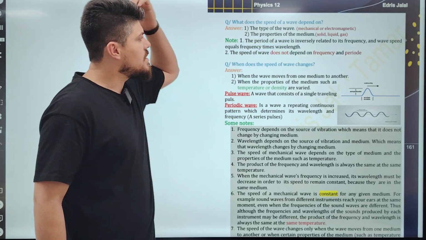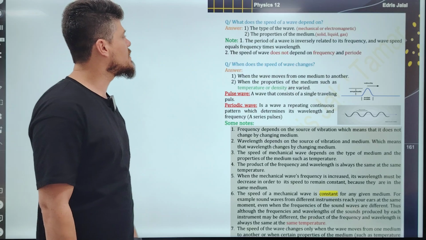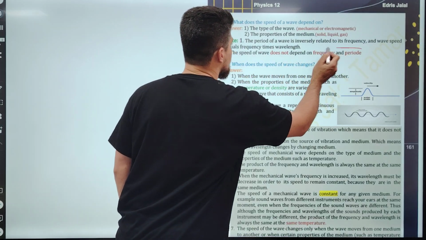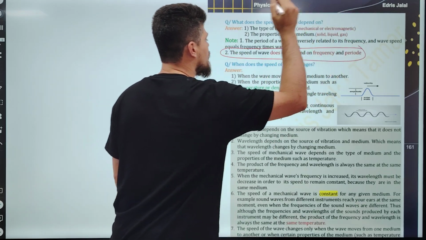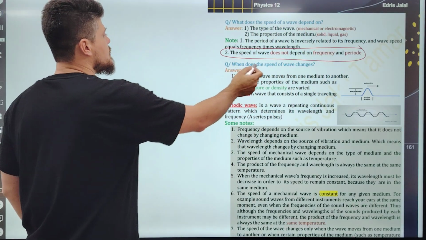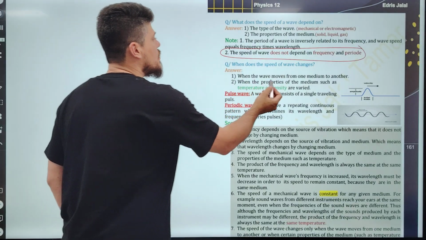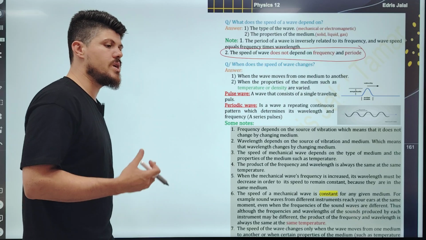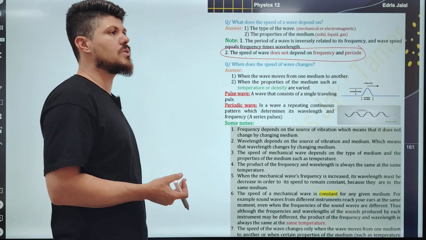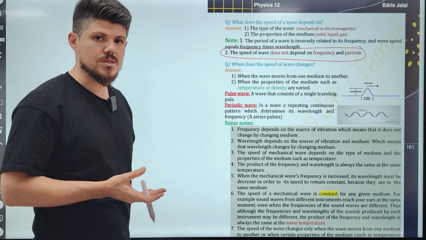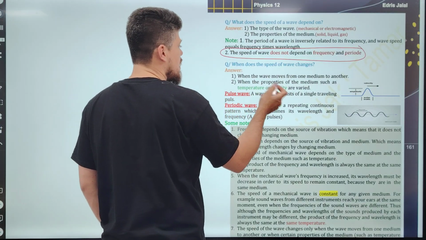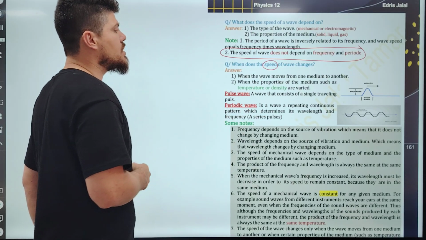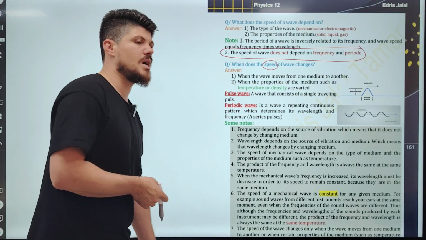The period of the wave is inversely related to the frequency, and wave speed equals the frequency times wavelength. So the speed of the wave does not depend on the frequency and period, or frequency and wavelength. When does the speed of the wave change? When the wave moves from one medium to another. If sound comes from the air and goes into a liquid or solid, what happens to the speed? The speed increases. When the wave moves from one medium to another, the speed changes, and also when the properties of the medium, such as temperature or density, are varied.